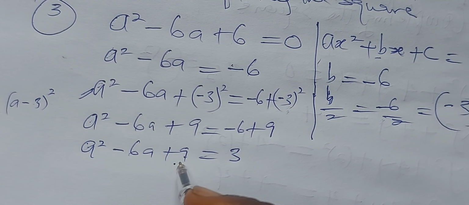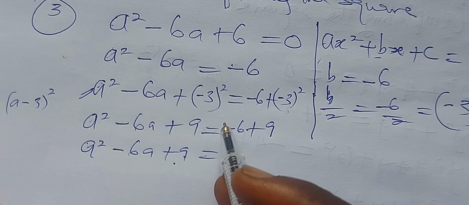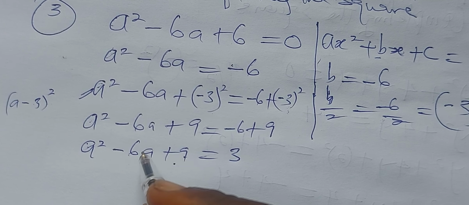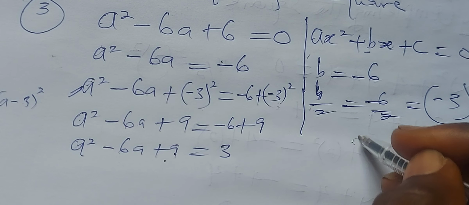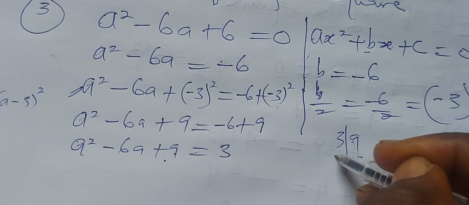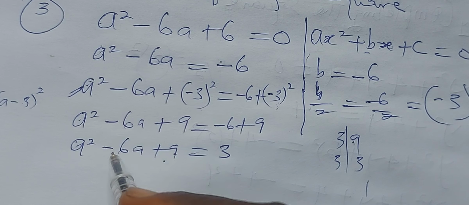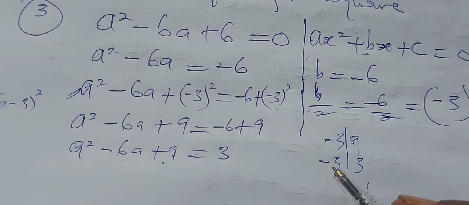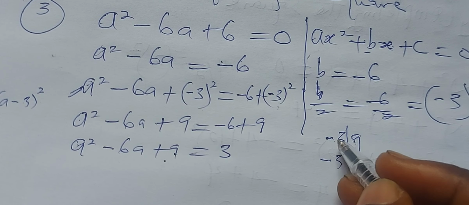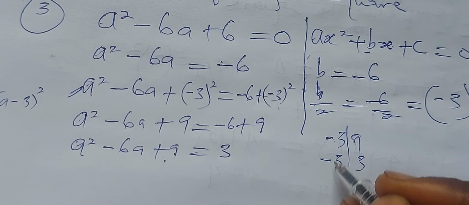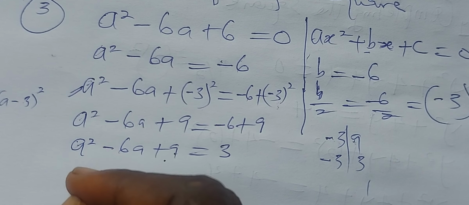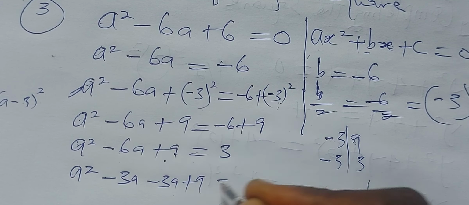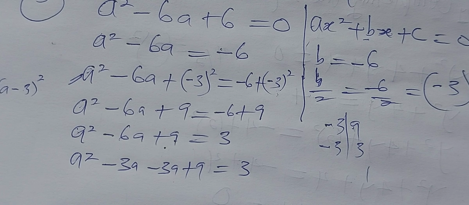Okay, we now find factors of 9 that when you multiply give 9, and when you add the two factors give minus 6. You all know that 9 can be 3 times 3, and 1 times 9. Since this place is minus, we add minus to both of the factors, so that if you add them you have minus 6, and when you multiply them you have plus 9. So you now have a squared minus 3a minus 3a plus 9 is equal to 3. Leave the 3 because this is the completing the square method.